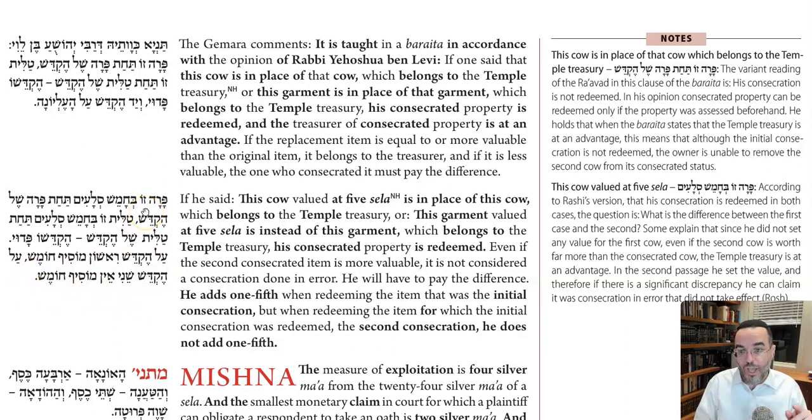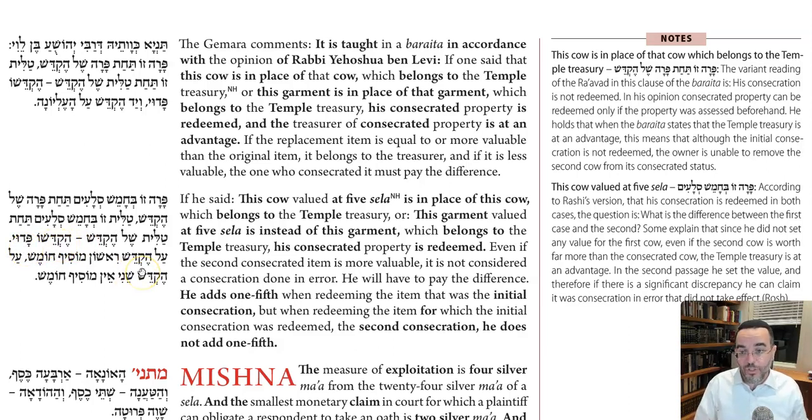Similar case, except this time one specifies the amount of B. So this second cow that's worth 5 will be instead of the first, instead of cow A. Or talit B, this talit that's right now chulin and worth 5, I want the kedusha from talit A to transfer onto it. In that case also it works. The kedusha transfers even if it's more money.